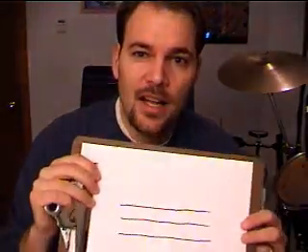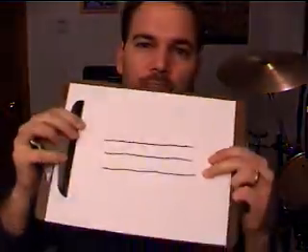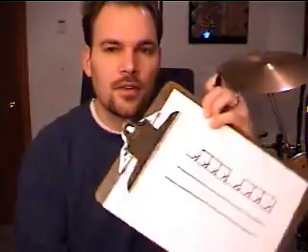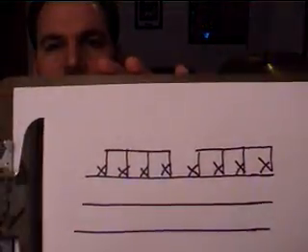So for that basic rock beat, what I was playing on the hi-hat was eighth notes. 1 and 2 and 3 and 4 and 1 and 2 and 3 and 4 and. So I'm going to write that on the top line, which is our hi-hat line. So I wrote out those eighth notes on the top line.